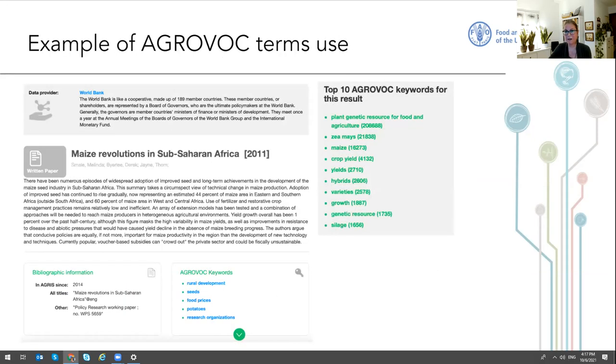This is an example of how we are visualizing the Agrovoc keywords. You can browse the system using Agrovoc, and you can also retrieve content, as I mentioned before, through the translated Agrovoc keywords. Not all the concepts in Agrovoc are translated. This is a limitation, but we are working very hard now to get at least the 6 official languages in FAO.